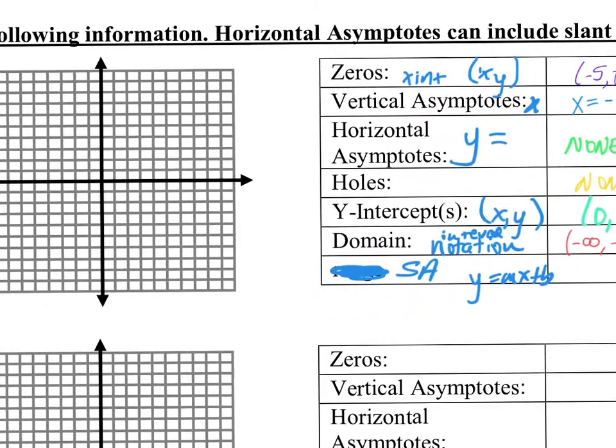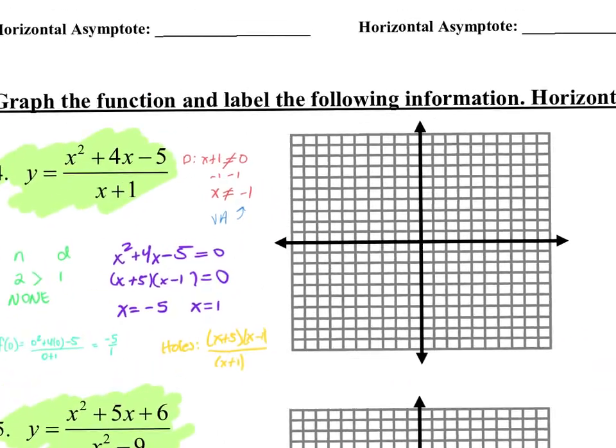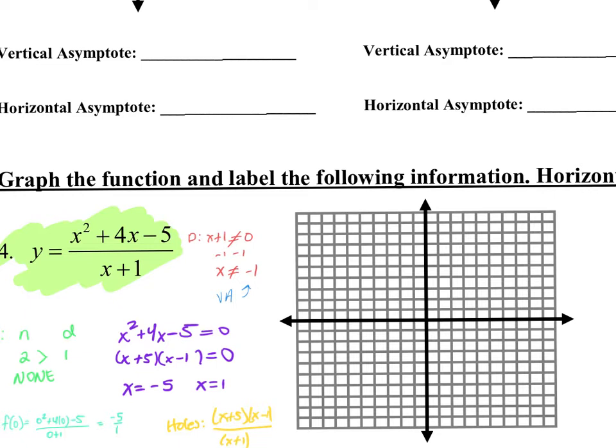Okay, and then the last thing is our slant asymptote. Remind me again how we find a slant asymptote. We got to have long division. But how can I just look and know, yes, I have a slant asymptote, or no, I don't? Yes, I can just look at it. If the numerator degree is higher than the denominator degree, then I know I have a slant asymptote.